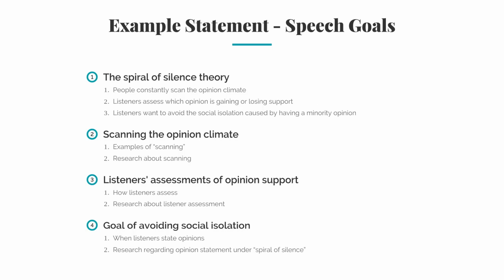So we are already at four different areas of research. You'd want to look at how listeners assess, research about listener assessment. So you would want to focus on that. We're now at five areas of support. And you would want to look at the goal of avoiding social isolation. So how does that work? Why do people do that? And you would want to look at research regarding the opinion statement under spiral of silence.